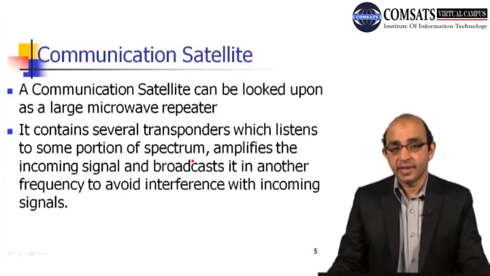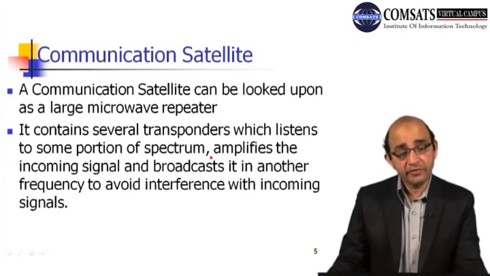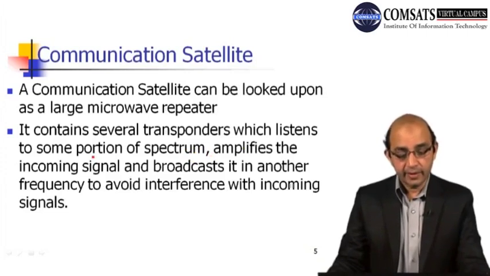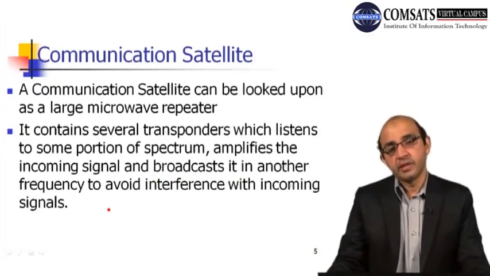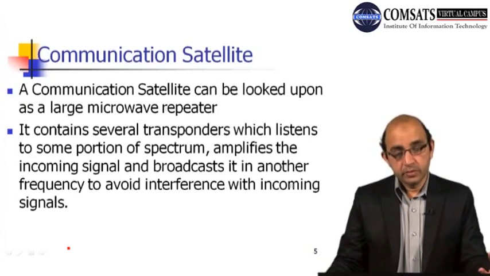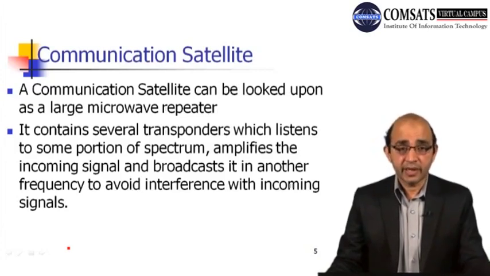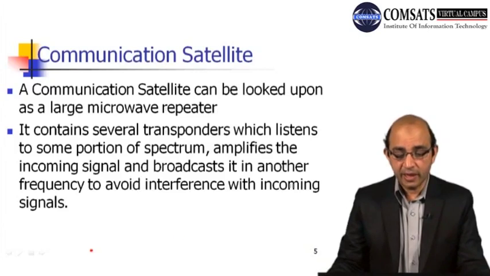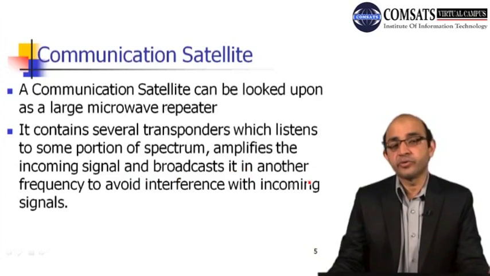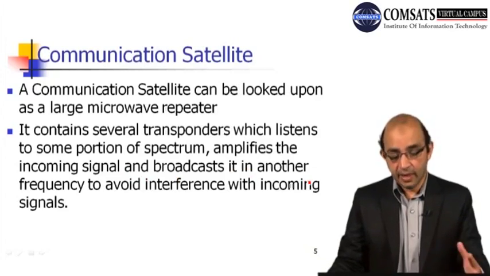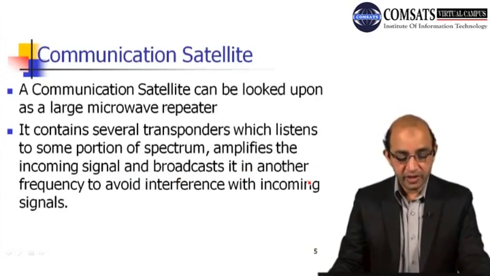So some portion is allocated for listening, amplifies it, and then broadcasts it to another frequency to avoid interference with incoming signals. So it receives signals from the base station on the earth, maybe some other satellite in space, and then it amplifies it and broadcasts it to maybe some other satellite, or you can say it can broadcast onto the earth after amplification.